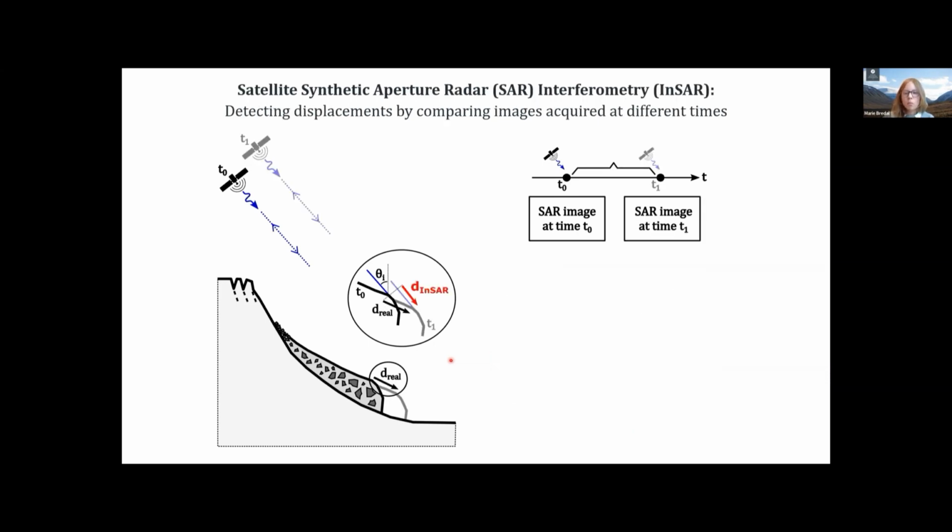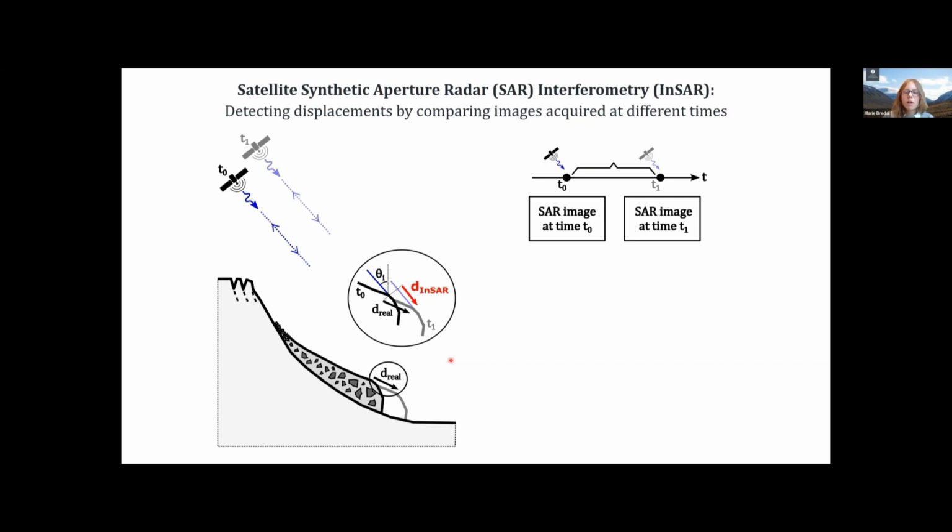So to detect displacements, we compare two or more images. These images are acquired at different times. And between two images, a landform moves with a certain displacement. Then the distance between the sensor and the ground has changed, and that is what we detect. We detect the phase shift between the two radar signals.